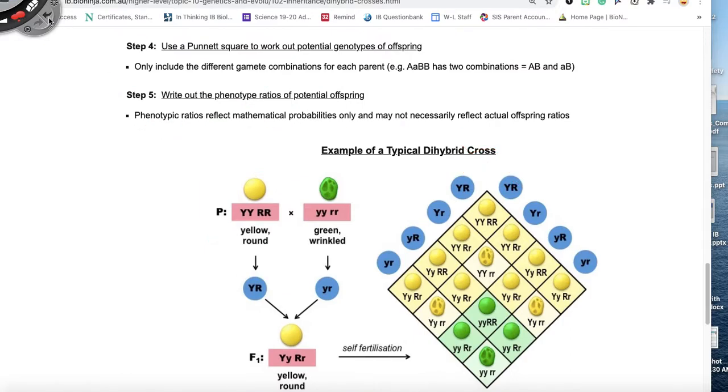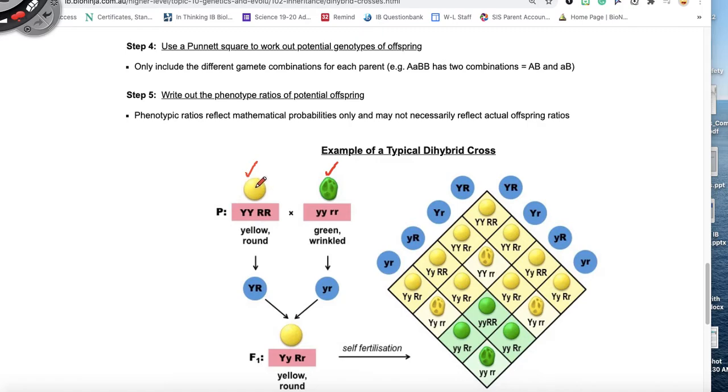So here is what an example of a dihybrid cross looks like. Notice that a dihybrid cross is a 4x4 punnett square. Okay? So let's say you have a yellow round seed and you cross that with a green wrinkled seed. So this is what Mendel saw in his pea plant experiments.